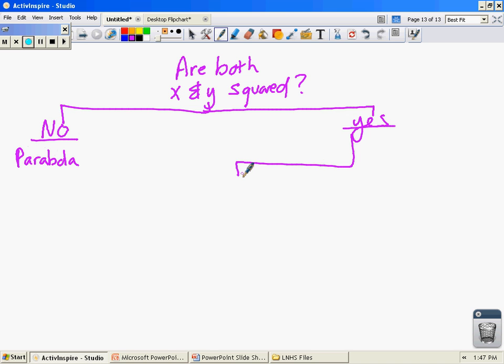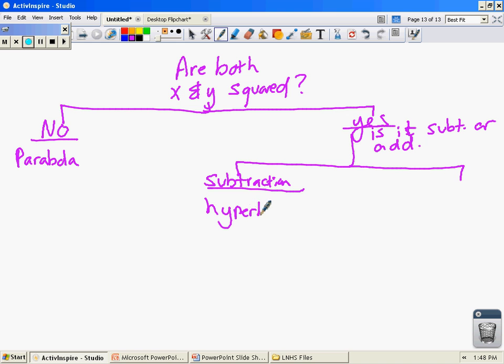That leads me to a new question. My new question is: is it subtraction or addition? If it's subtraction, you're subtracting the x minus h and the y minus k. What is that? Which one has the minus between the x minus h and the y minus k? That was the hyperbola. And you're done at that point. You know what it is. However, if it's addition, we have to ask ourselves one more question.